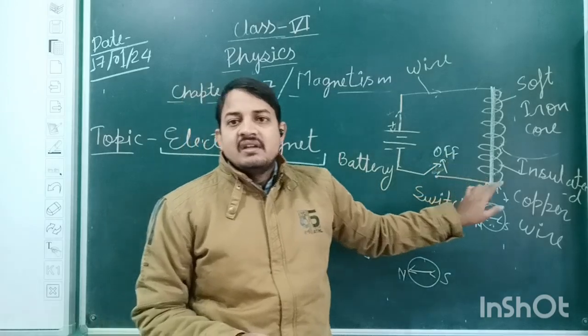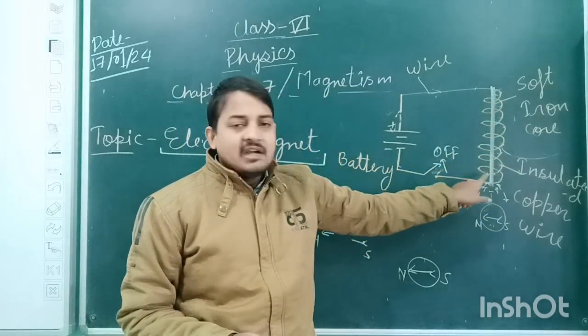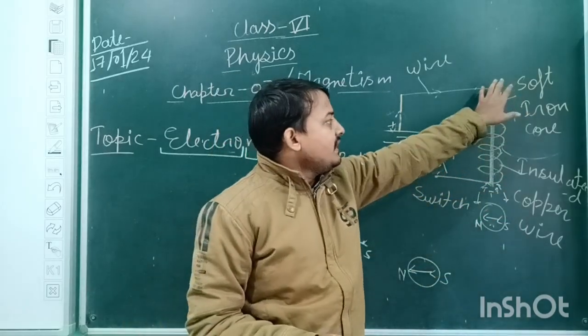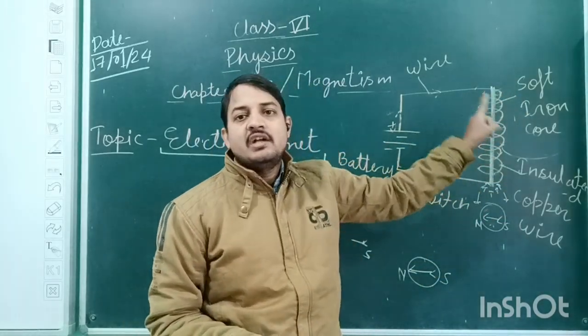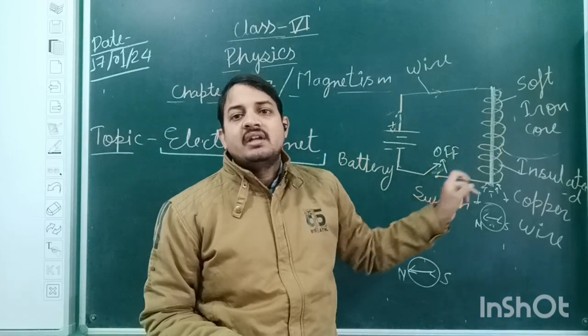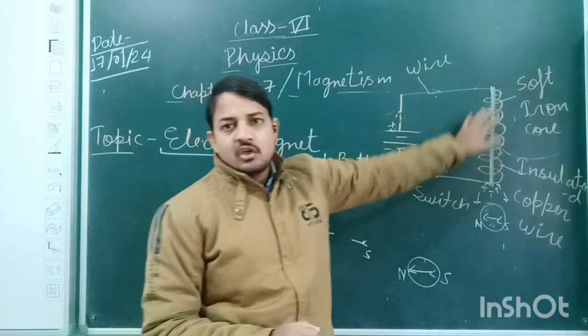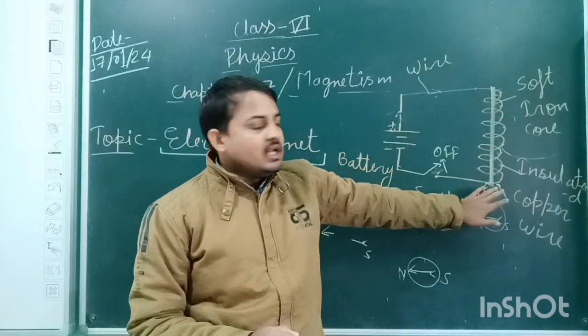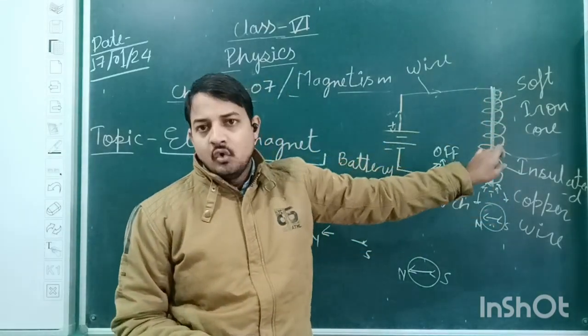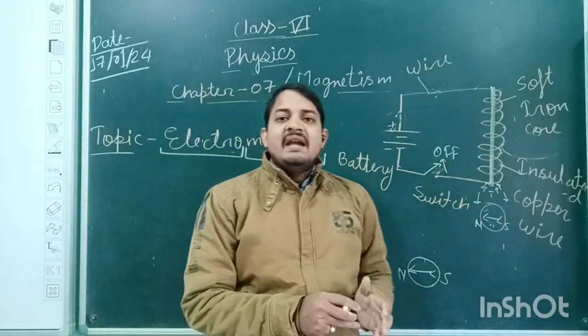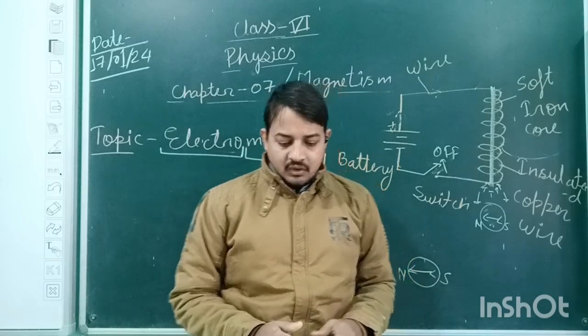So that is the basic reason. In all electromagnets, the core has basically been made of soft iron. What is the core? The core is that portion on which we wind the insulated copper wire. In all electromagnets, the core is made from soft iron, because it has the property that it will magnetize and demagnetize very easily.